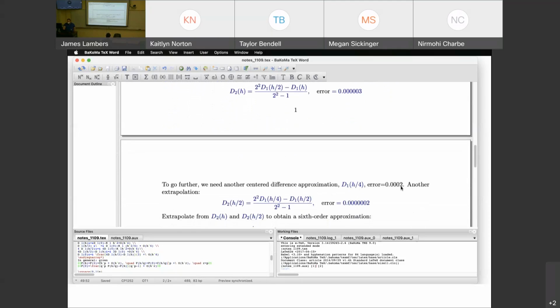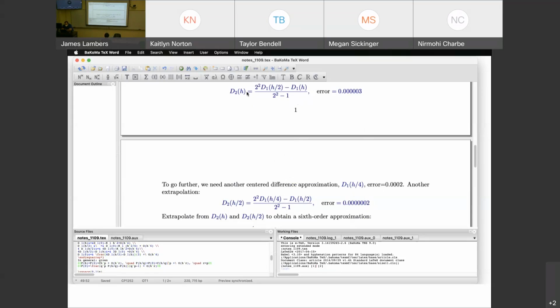So now, I go ahead and extrapolate between my h over 2 and h over 4 approximations, so my second and third. Same formula, because all these approximations are second order accurate. And now I have this error that's 2 times 10 to the minus 7, which makes sense because these two approximations here and here are fourth order accurate. You reduce h by a factor of 2, the error should reduce by a factor of roughly 2 to the 4th, or 16. And that's kind of what we see here.